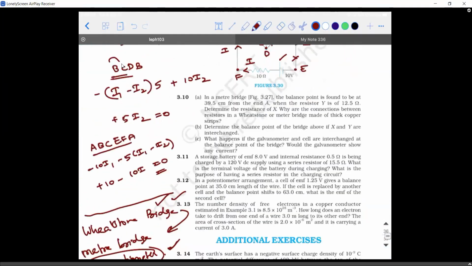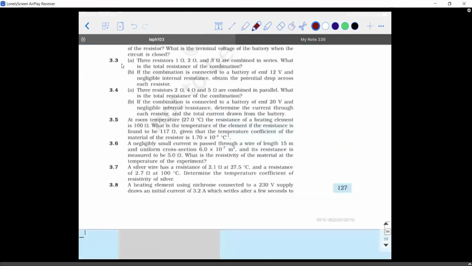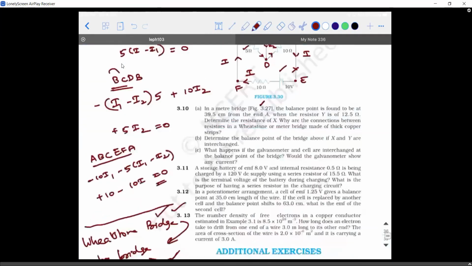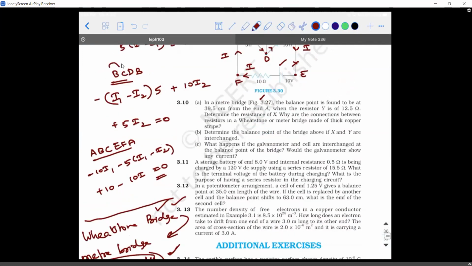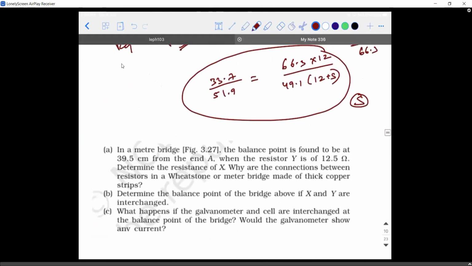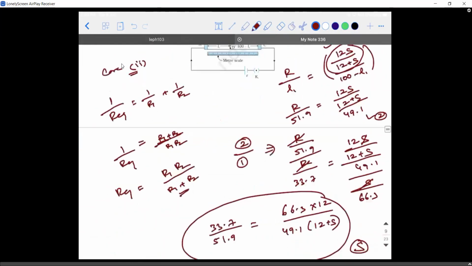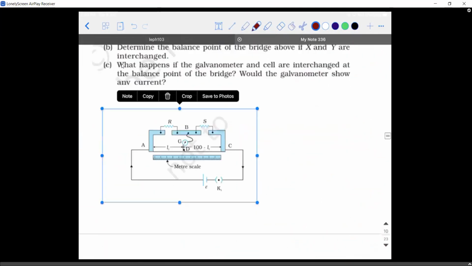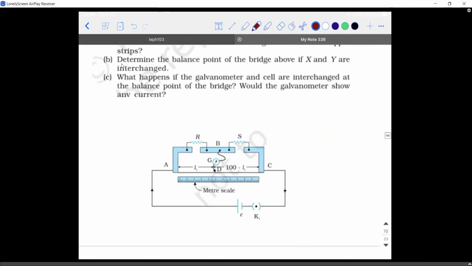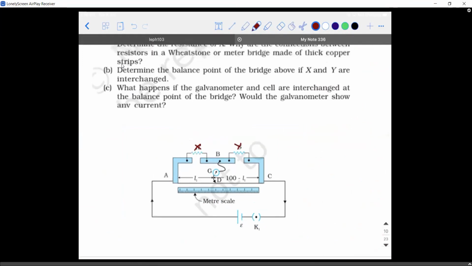See, did you understand? In a meter bridge in figure 3.27, the balance point is found to be at 39.5 centimeter from A when the resistor Y is of 12.5 ohm. But where is Y? I think there is a mistake in the question. Okay, I'll do one thing. Assuming they would have given it in alphabetical order, let me take this as X and this as Y. Okay, let's try to solve and see.